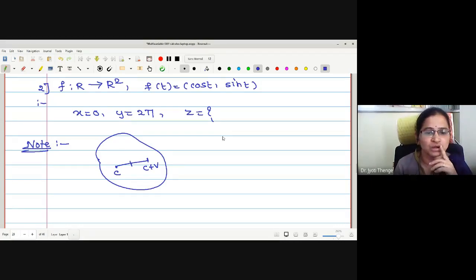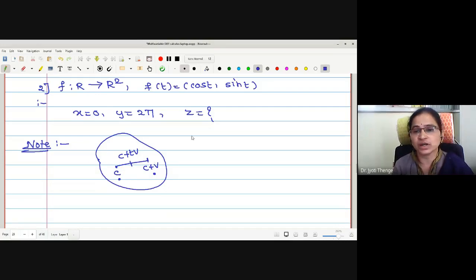C plus tV, where t is the parameter. If t takes a value between 0 and 1: if t is 0, this gives you the first point; if t equals 1, it gives the second point. If t lies in between 0 and 1, it will be a point on this line segment.